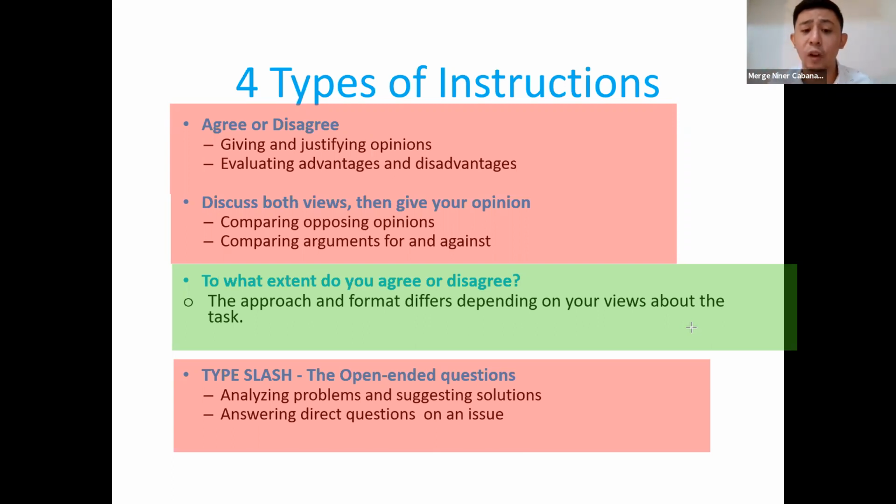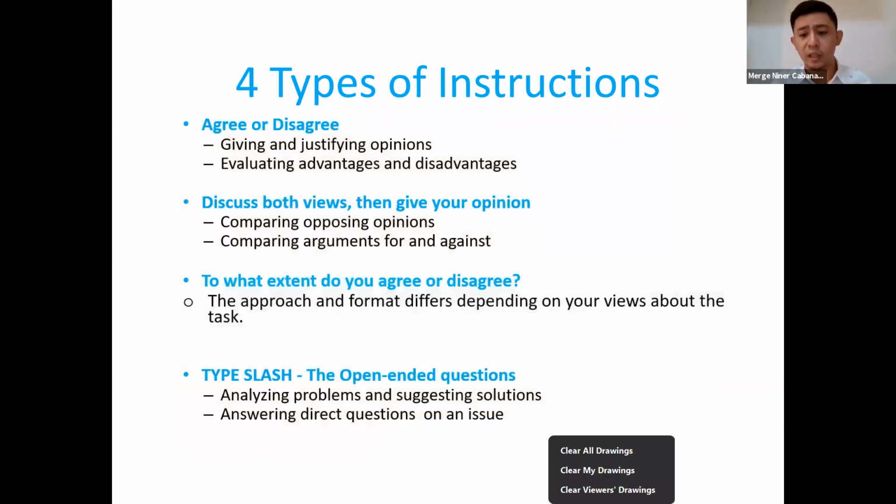Again, the approach and format differs depending on your views about the task. For, to what extent do you agree or disagree? There are multiple approaches. And the answer as to what approach I am going to use as a candidate depends on two things. It depends on the question, whether the question itself is leading you to format A or format B, or it depends on you. Which format are you much more used to? Which format are you much more comfortable writing? So if that is what you chose, then this is the format that you should follow. So we have various formats in, to what extent do you agree or disagree? That's why I consider this perhaps the most difficult question in the IELTS. So let me just clear my drawings here so that I can proceed to the next slide.